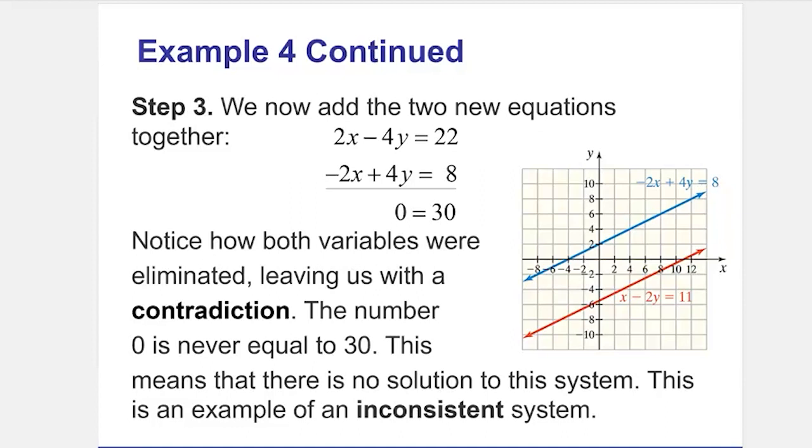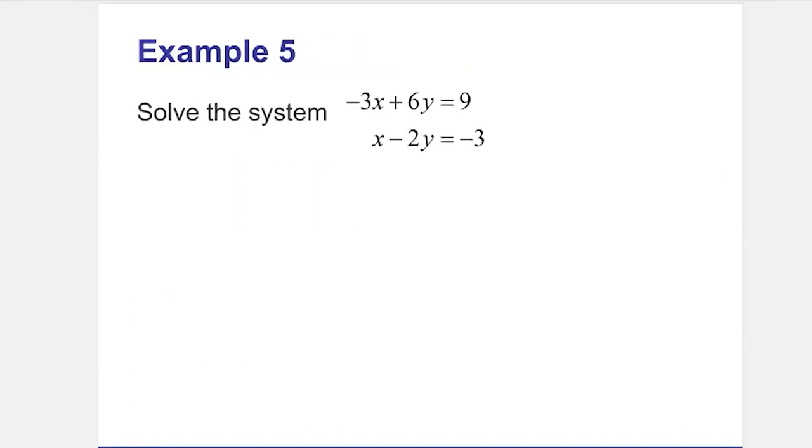So notice if we graph these, there are two lines. They have the same slope, but they never intersect because they're parallel to each other. So let's do another system and see what happens.